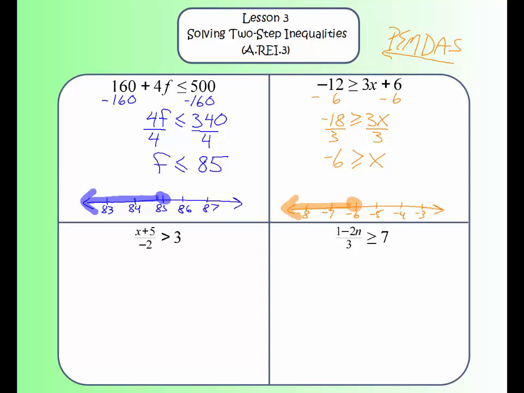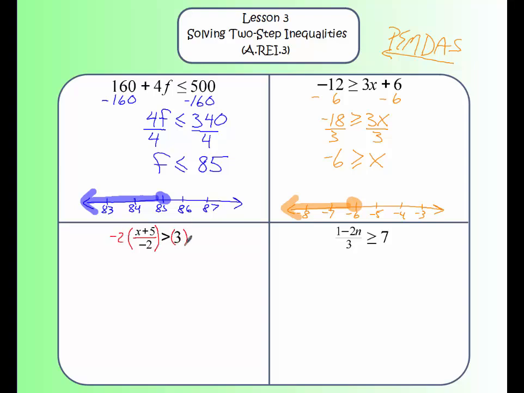This one says x plus 5 divided by negative 2 is greater than 3. First thing you want to do on a question like this is make sure this is no longer a fraction. The way I can make this no longer a fraction is to multiply everything by the reciprocal, or multiply everything here by a negative 2.